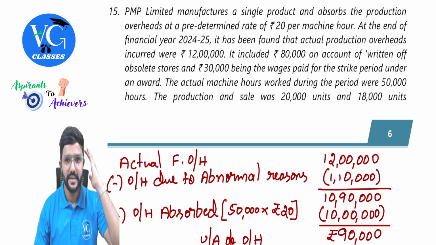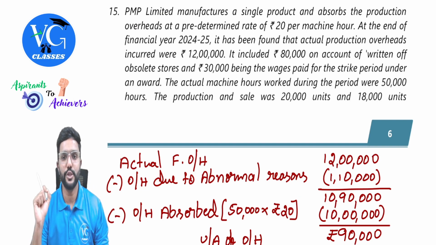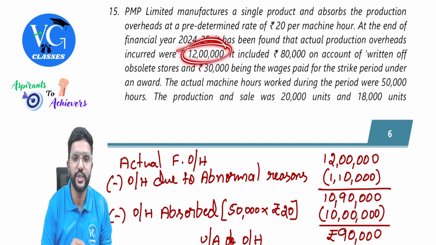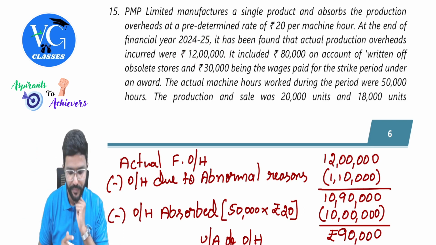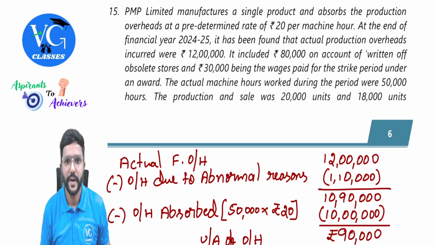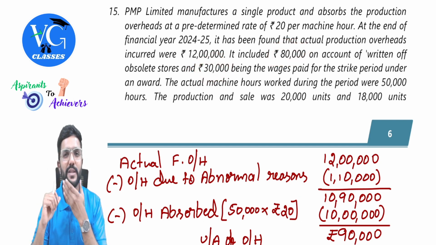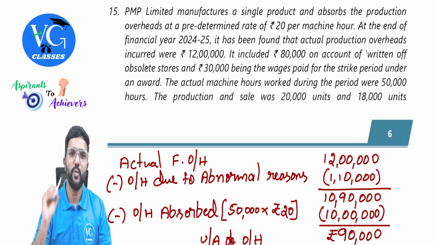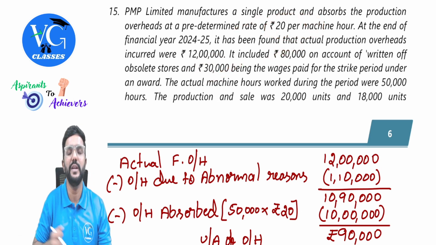Correct? Yes. So at the end of the financial year 24-25, it has been found that actual production overheads incurred was 12 lakh. Okay, actual overhead incurred. It included 80,000 on account of write-off of obsolete stores and 30,000 being wages paid for strike period under an award. Guys, see, this is like an extraordinary item, or we can also consider this as a loss. That is 80,000 plus 30,000, we get 1,10,000. So was it expected in the ordinary course of business? No, sir. So while setting the predetermined overhead rate, will we consider all these? No, sir.